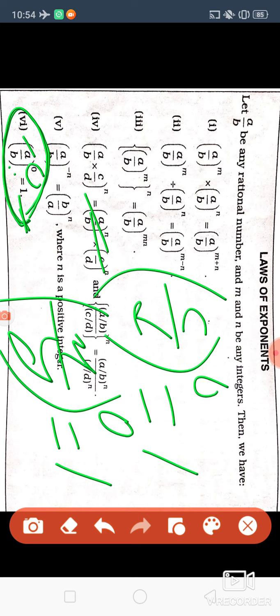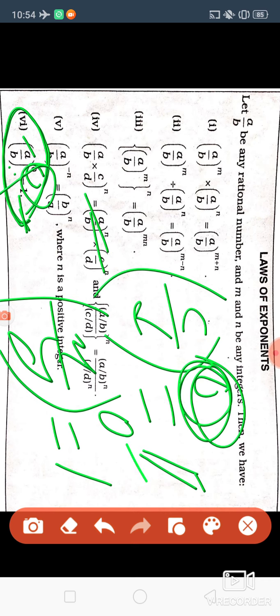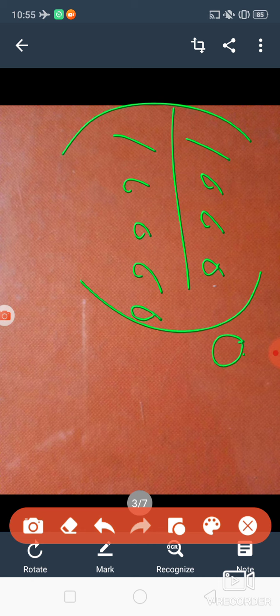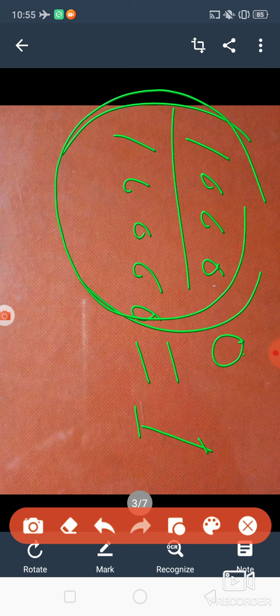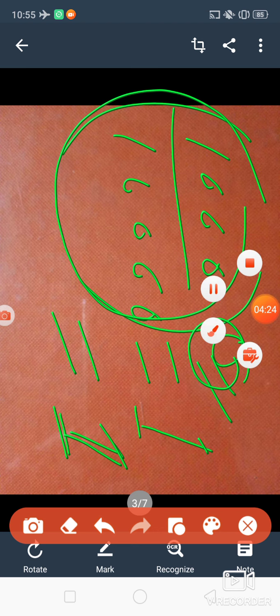Any number, if its exponent is 0, then how much will we get? 1 only. Any number you take. Got it? Suppose I am taking 1000 by 10,000 and its power is 0. So overall what will we get? 1 only. So whether it is any number, if the exponent is 0, you will get 1 only. Any number, if exponent is 0, then what you will get? 1 only. Clear up to here?